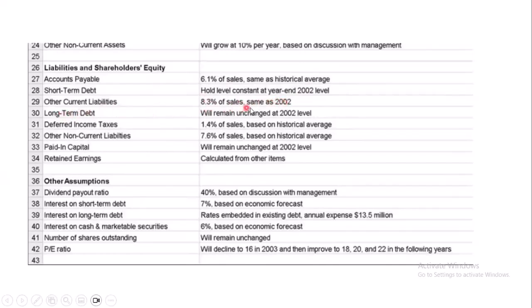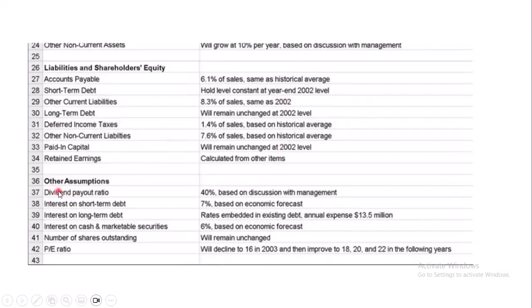Long-term debt will remain unchanged at 2002 level. Deferred income taxes will be 1.4% of sales based on historical average. Other non-current liabilities will be 7.6% of sales based on historical average. Paid-in capital will remain unchanged at the 2002 level, so we won't do anything to that. Retained earnings, of course, will be calculated from profitability, so we won't make any change.